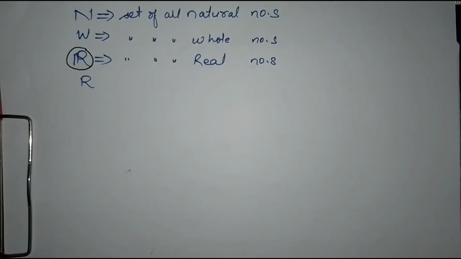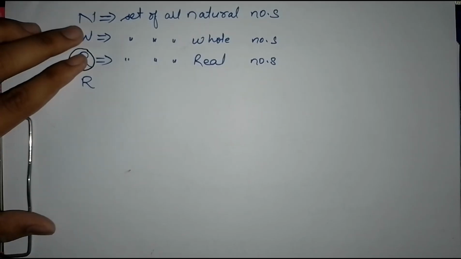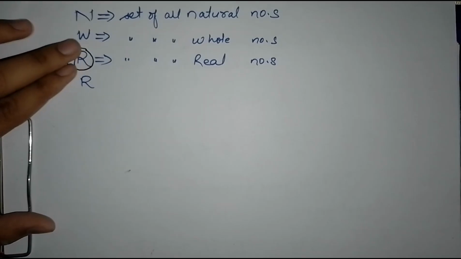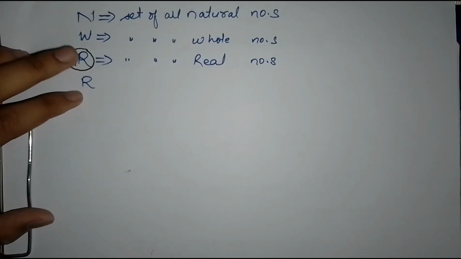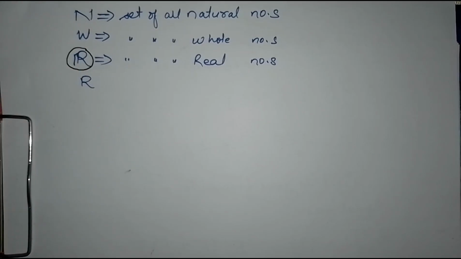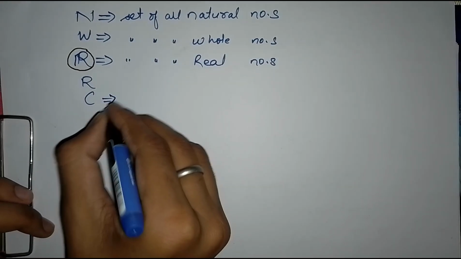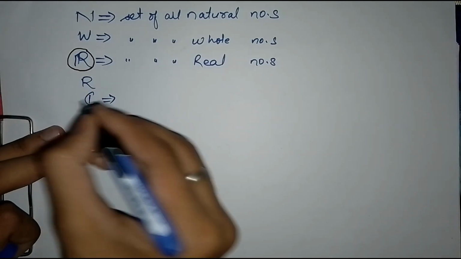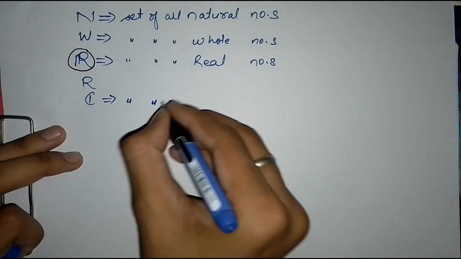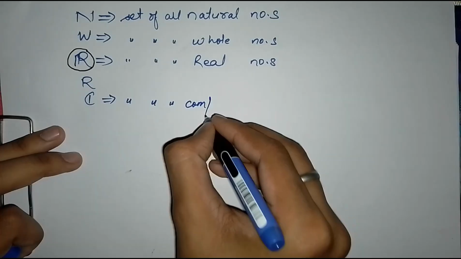Hello everyone. In the last video we covered the basics of sets, in which we also covered the set of natural numbers, the set of whole numbers, and the set of real numbers, that is known as R. One more set that we may get to see in this series is the set of complex numbers. This is the set of all complex numbers.